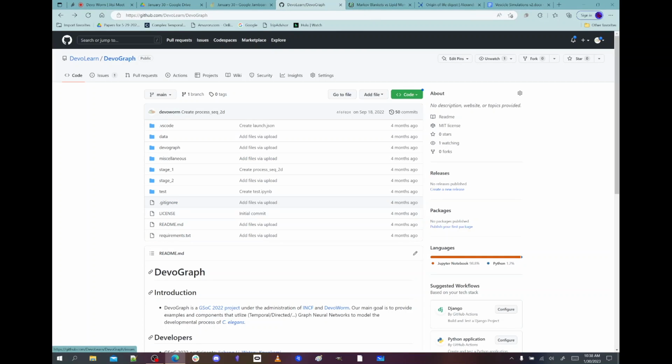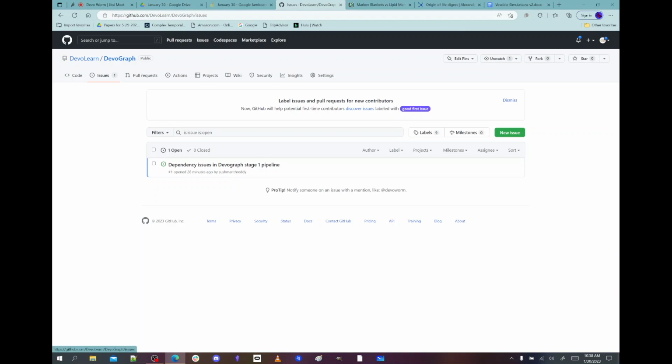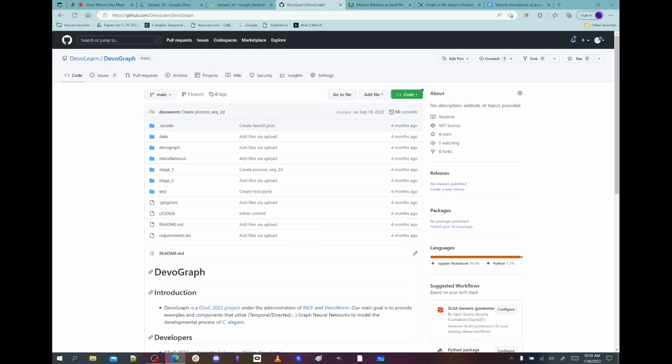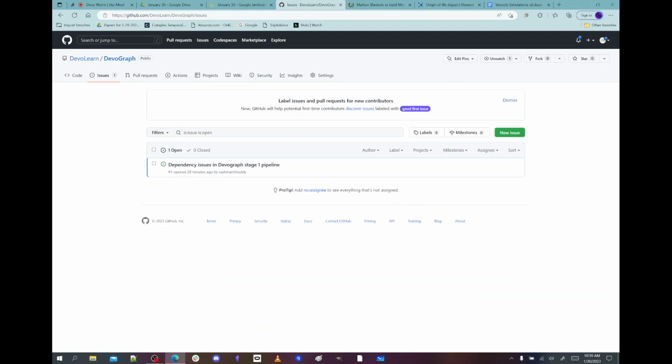We had Sushmanth Reddy, who filed an issue in the DevoGraph repository in the DevoLearn organization. He found a pretty serious issue with respect to dependencies in the DevoGraph stage 1 pipeline. This goes back to last summer's GSOC and some of the things we did over the fall, where we were modifying the stage 1 pipeline.